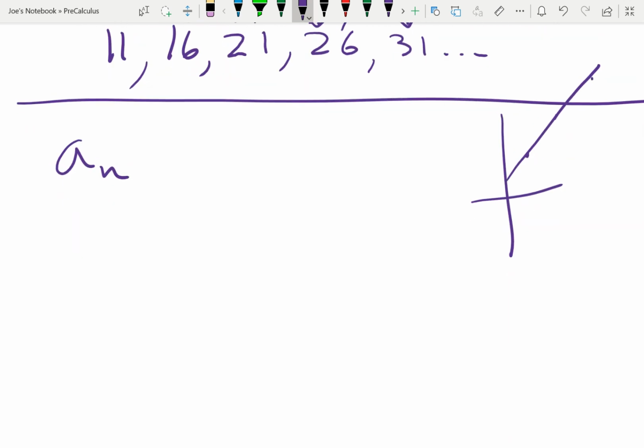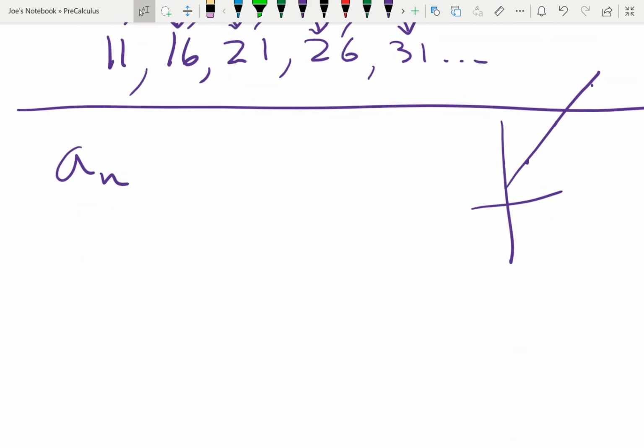So look what I just wrote. I just wrote a sub n. In algebra, that would be f of x. It doesn't mean any different other than it's discrete, that they're not continuous. So as you're learning it, just treat it like that in your mind. So a sub n. So I said my slope was 5.